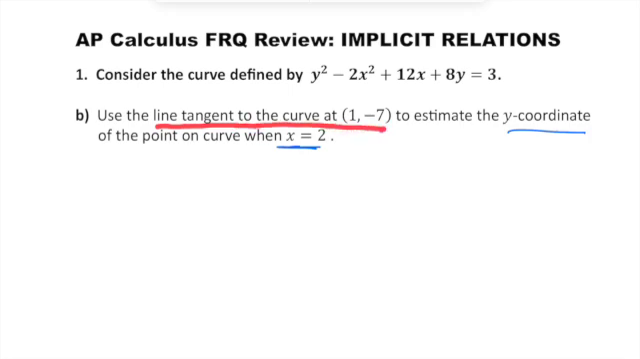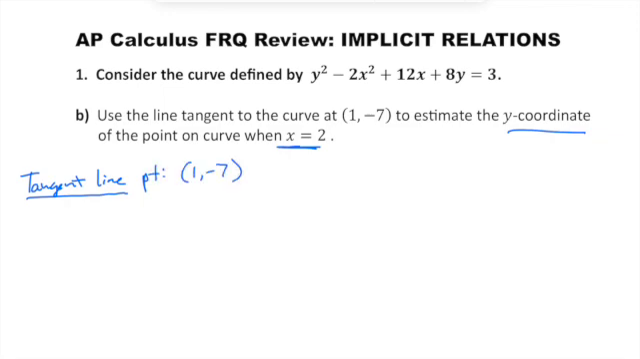One, it says use the line tangent to this curve at (1, -7). That's your first part of the problem. Write the equation of that tangent line. If you've come this far in calculus, you've probably written a lot of tangent lines. And as I always say to my students, if we want to write a tangent line, just remember you need two things, the point of tangency and the slope. You have the point (1, -7), so you just need the slope. And the slope is where the derivative comes in.